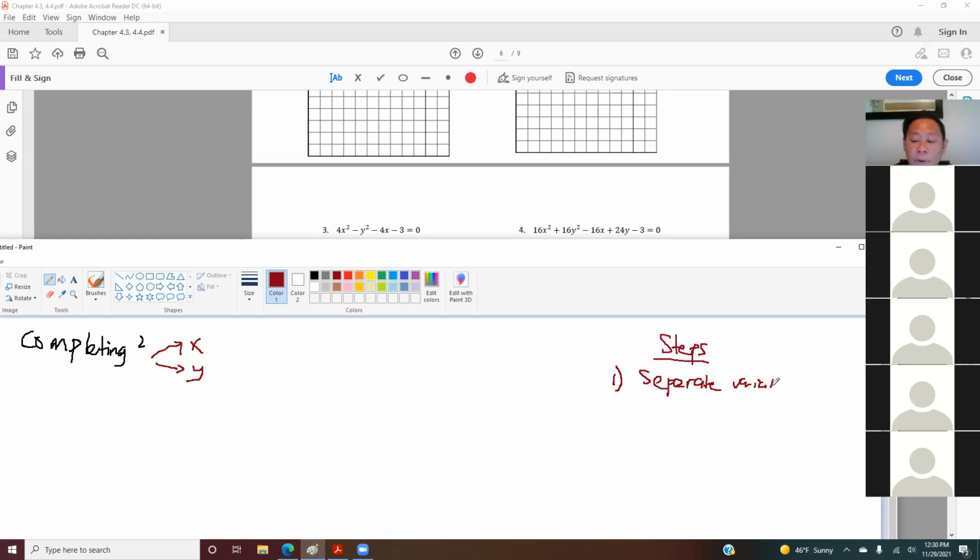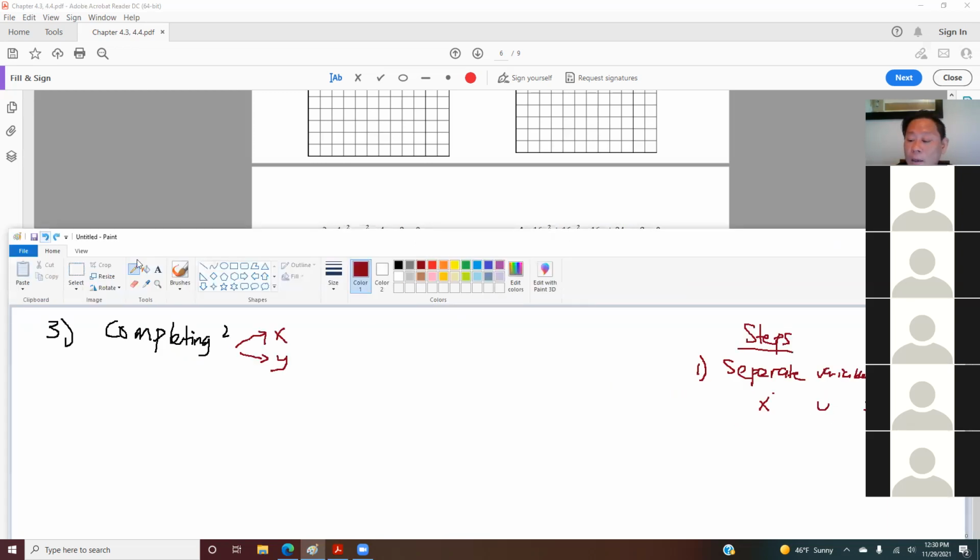What I mean by separate your variables here is that all your x squared and all your x terms are on one side of the equal sign, all your y squared and all your y terms are together, and then the number is on the other side. So this is the first step: to separate them.